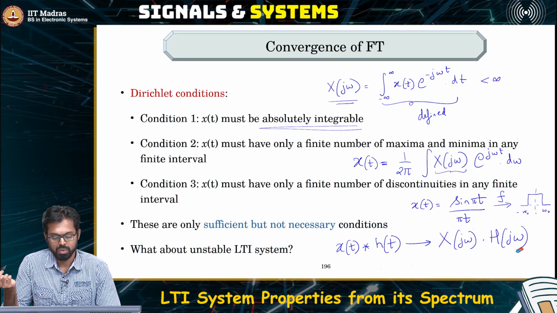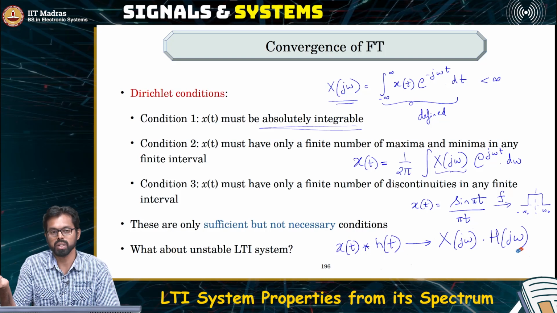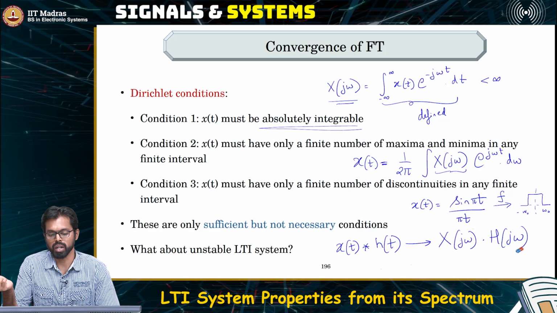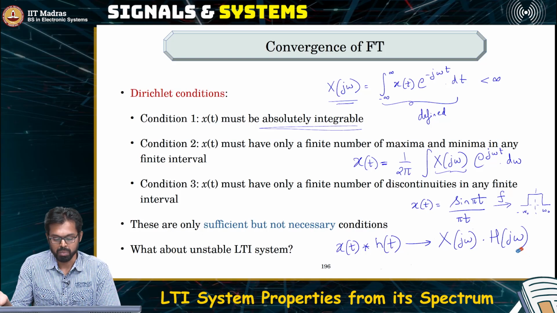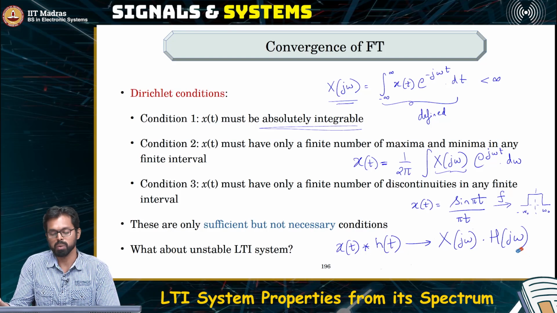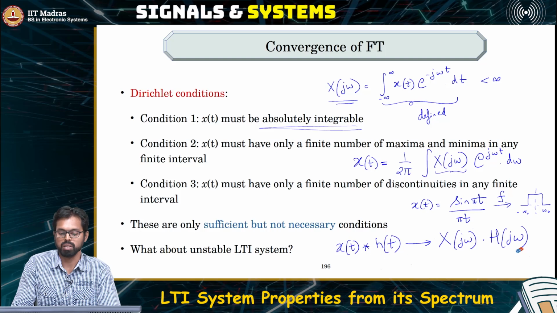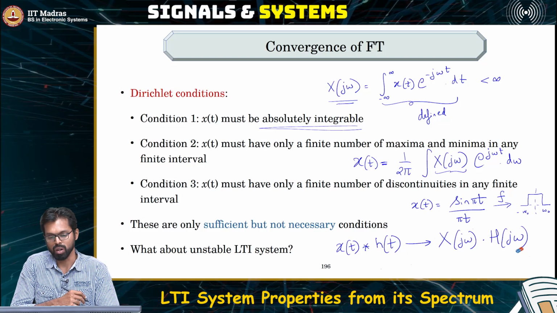Now, okay, what if the system is unstable? How many systems that we actually are worried about are unstable? Should we really worry about unstable systems? Why? Let me not worry about unstable systems, because in practice, what if I want only stable systems? I need not worry about unstable systems at all, right?